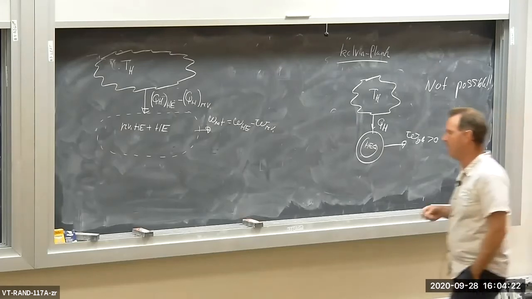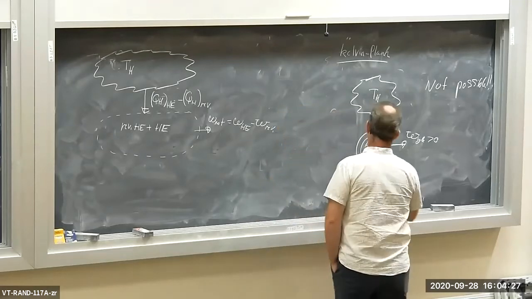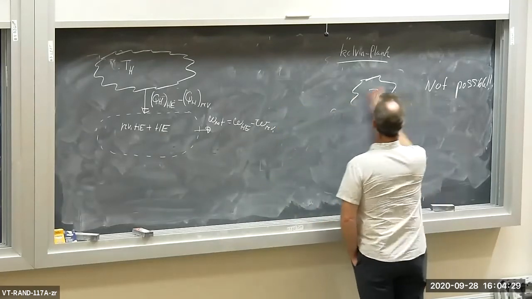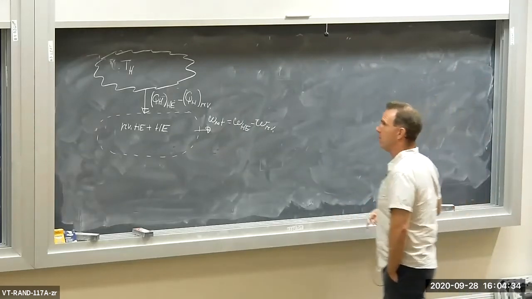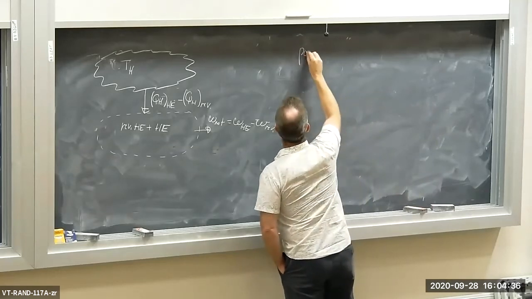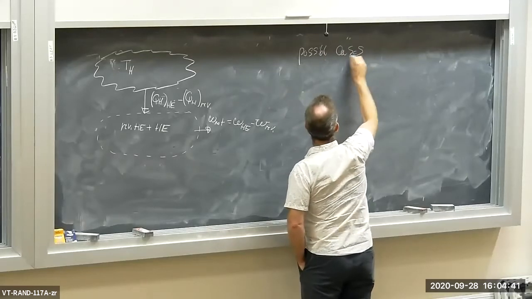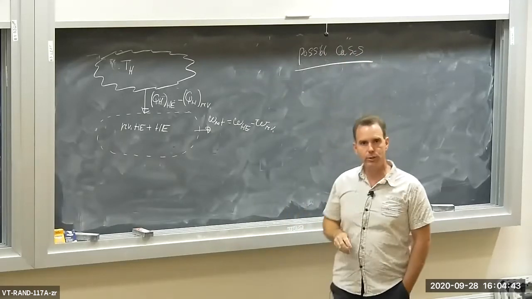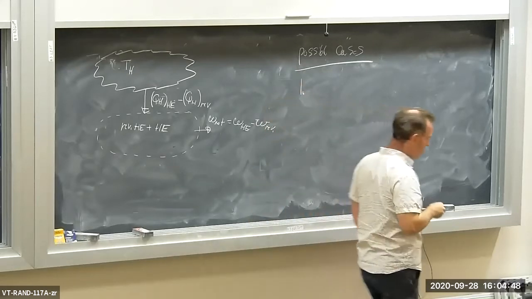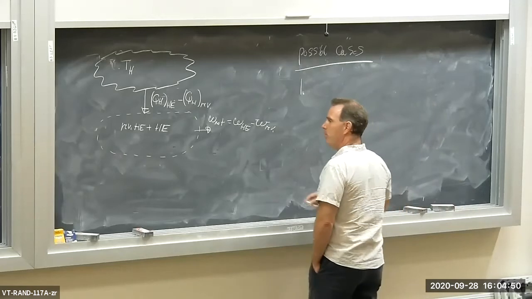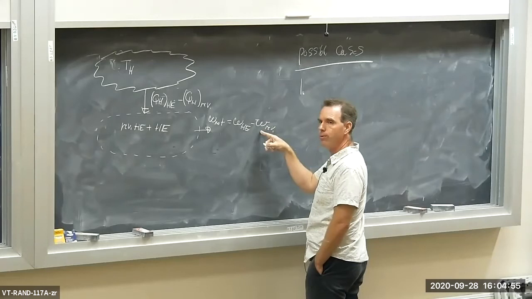Now, let's look at three different possibilities here. Possible cases. Case one. The work produced by the heat engine is less than the work produced by the reversible heat engine.